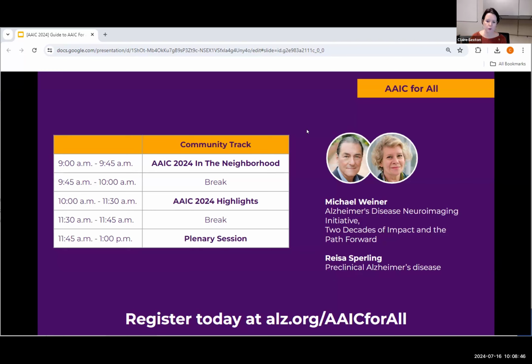During this final plenary session, we'll have plenary presentations from Mike Weiner on the Alzheimer's Disease Neuroimaging Initiative, on their 2 decades of impact and what their path forward is. And then also from Reisa Sperling on preclinical Alzheimer's disease.